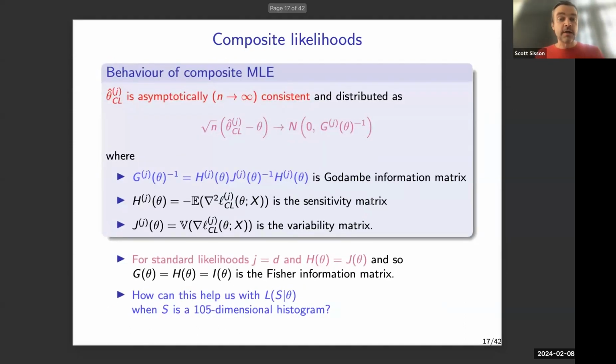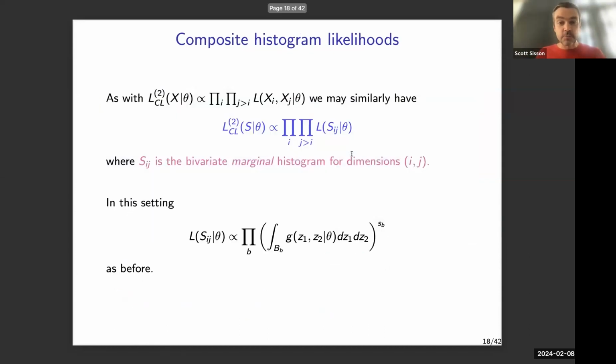And there are the usual limit theorems, just like for regular maximum likelihood. The maximum composite likelihood estimator, at some rate to do with root n, will approach the true parameter value, and it's going to be normally distributed. So that's pretty much exactly the same as a standard maximum likelihood estimation. So we can sort of do this.